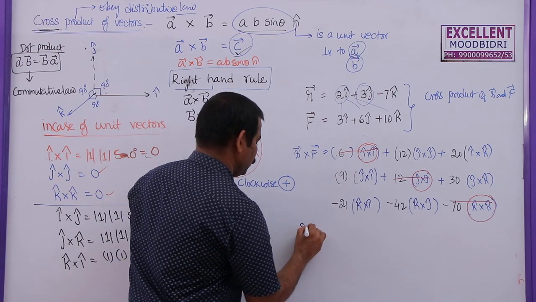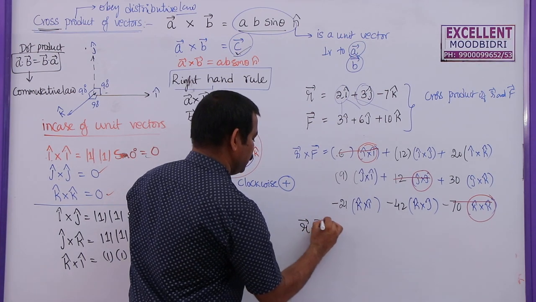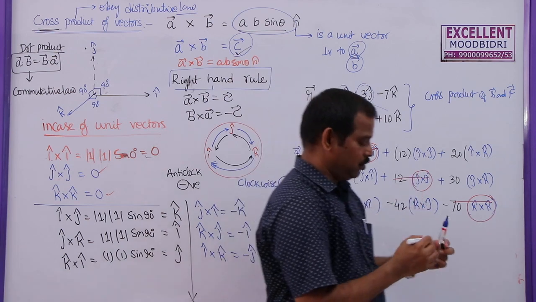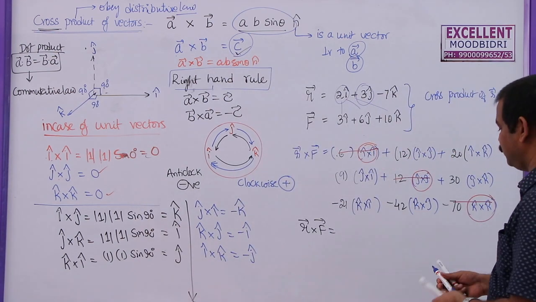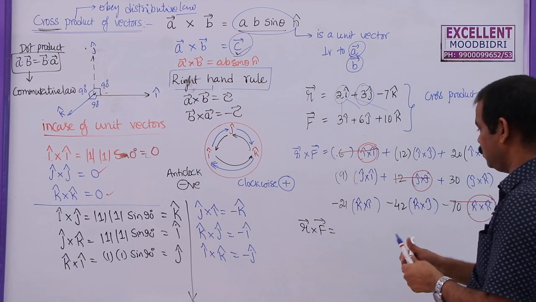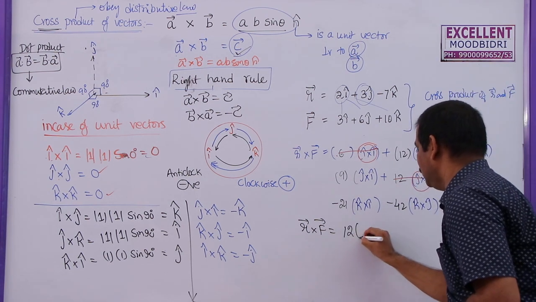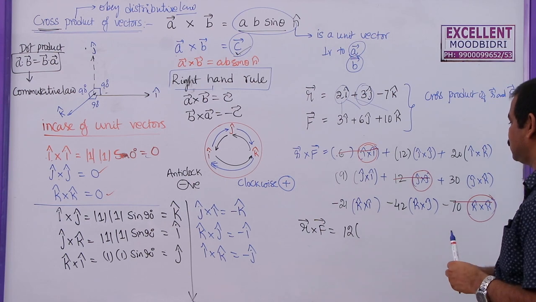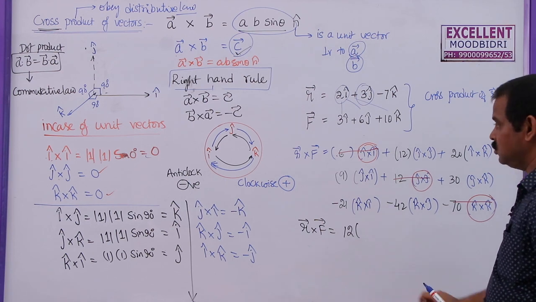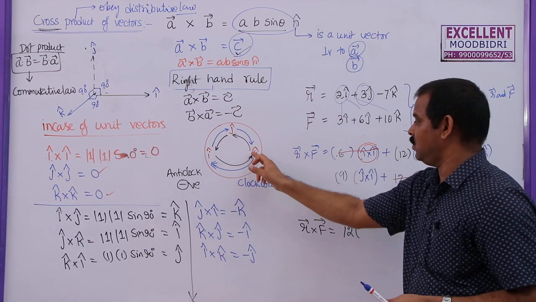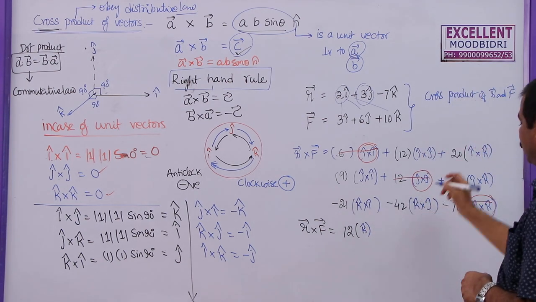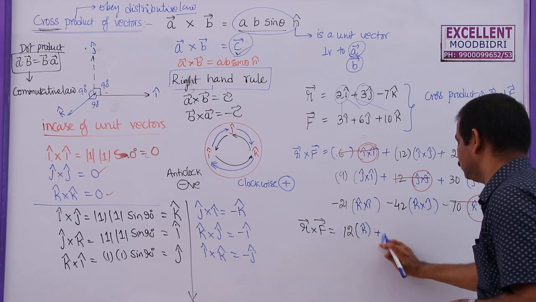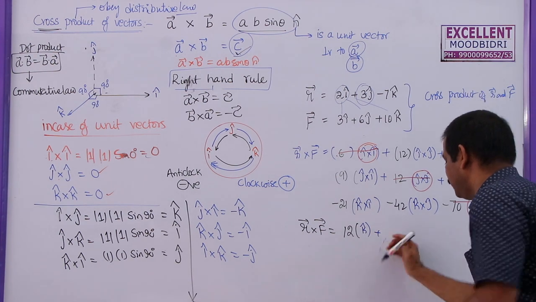So now r bar cross f bar is equal to, now you see this one. What is the magnitude here? Magnitude of this one is 12. So I am going to write 12 here. But what is this i cross j? So i cross j will be k cap. This will be k cap. Then plus 20.